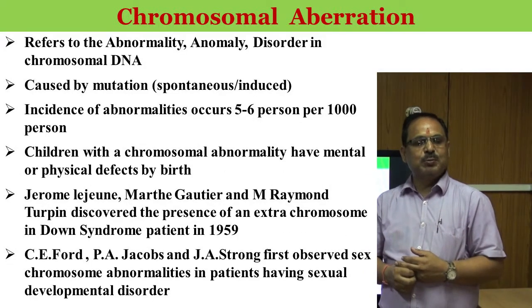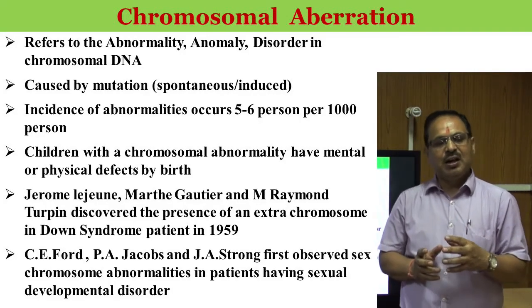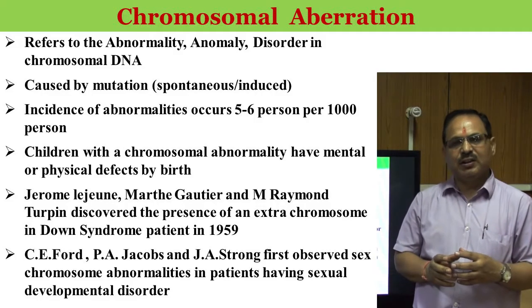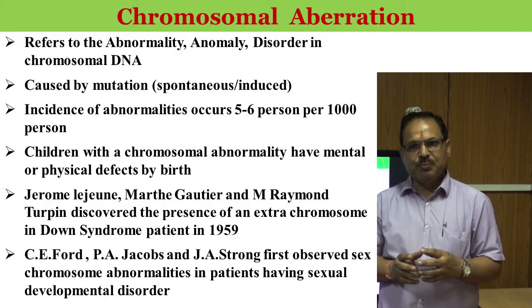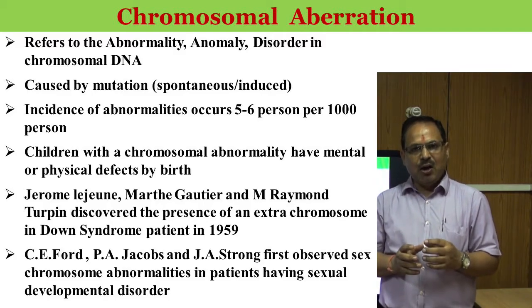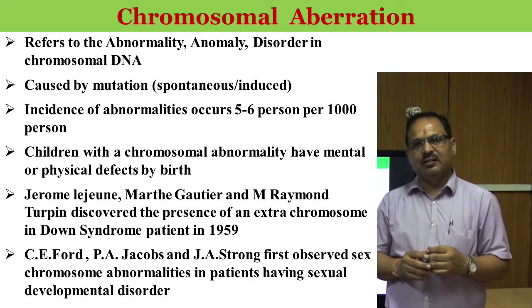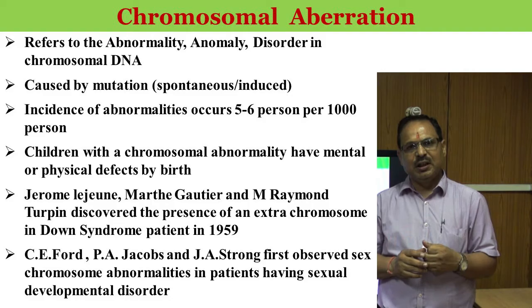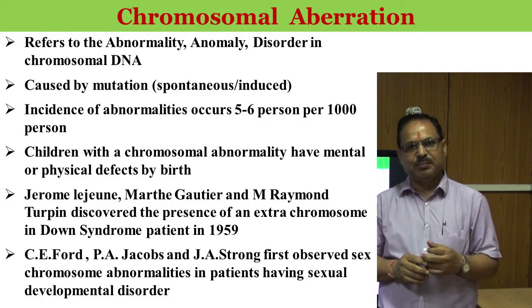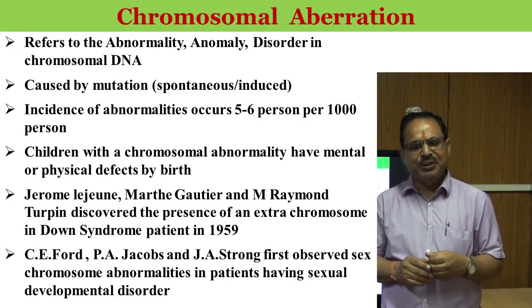Now we come to chromosomal aberration. Aberration means abnormalities, anomalies, or disorders observed in the chromosomal DNA. It may be caused by different types of mutations, either spontaneous or induced. However, these abnormalities are very meager in their occurrence, for example 5 to 6 in 1,000 persons. So its incidence is very low.